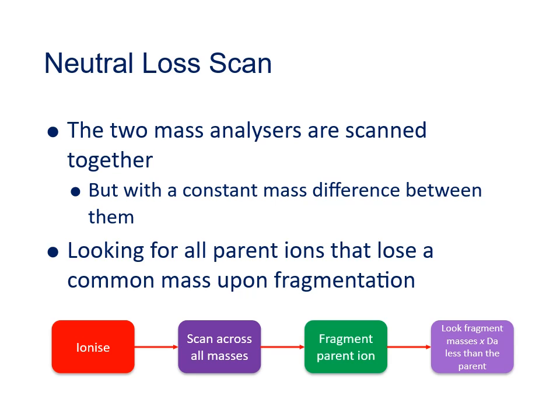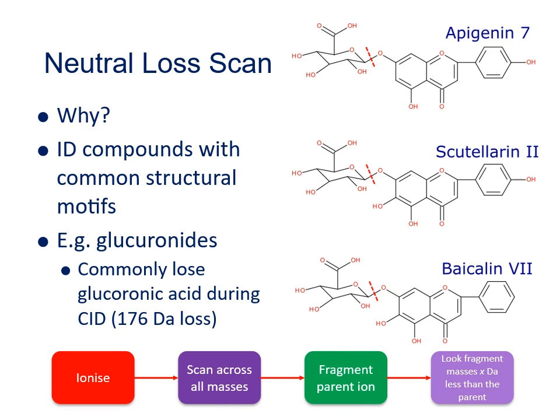The neutral loss scan is similar to the precursor scan in that you're using it to try and identify members of a restricted chemical class, only this time the signature of that class is that they will consistently lose a particular neutral mass during fragmentation. So just like the precursor scan, it'll help you identify compounds with common structural motifs.